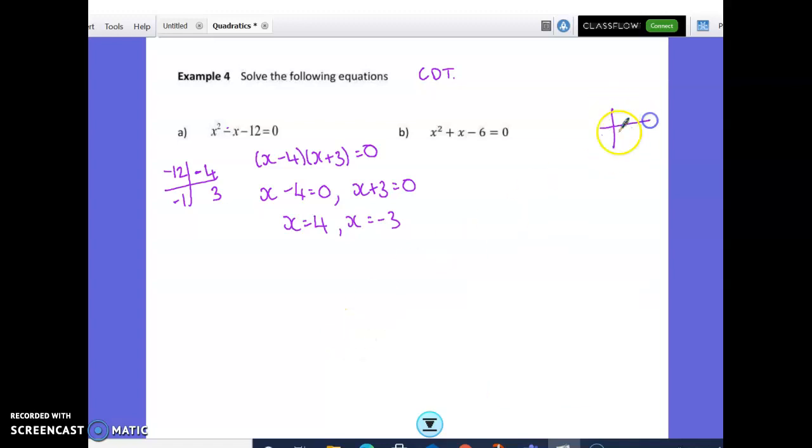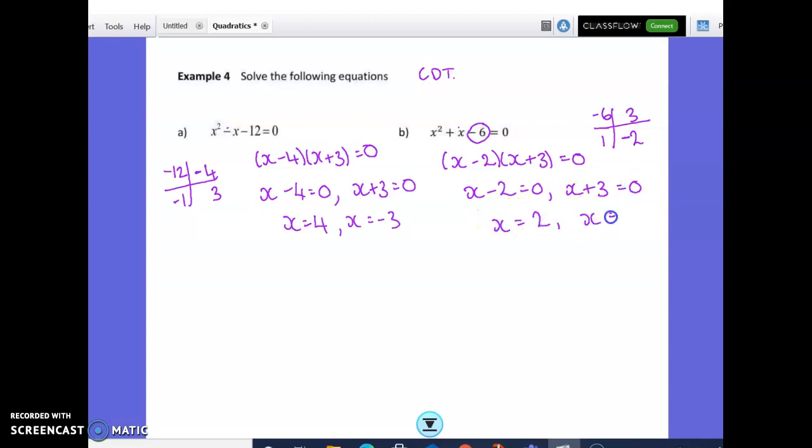Looking at the next one, we're looking for numbers that multiply to give minus 6, add to give 1. That's got to be 3 and 2. I want positive 1, so minus 2. That must be x minus 2, x plus 3 equals 0. So x minus 2 equals 0, x plus 3 equals 0. So x is 2, or x is minus 3.